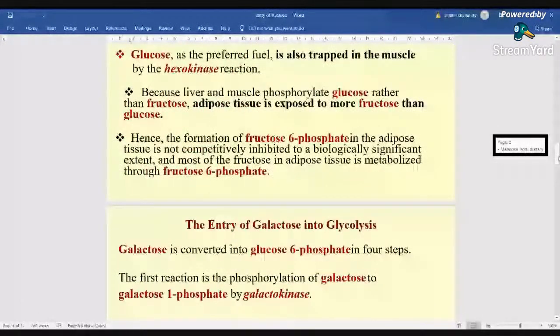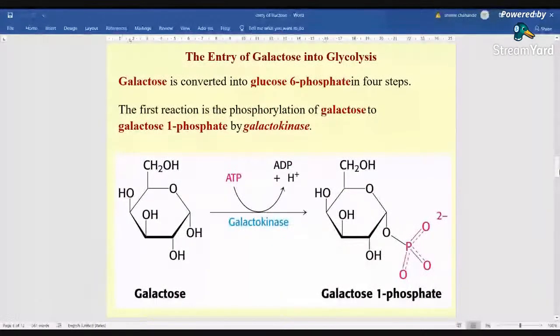Now, we will see the entry of another sugar, the sugar of milk, that is lactose or galactose. This galactose is converted into glucose 6 phosphate, again in the same way as fructose. Fructose was converted into fructose 6 phosphate. Here, galactose is converted into glucose 6 phosphate in 4 steps. Now here it requires 4 steps.